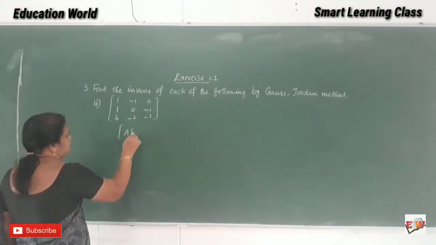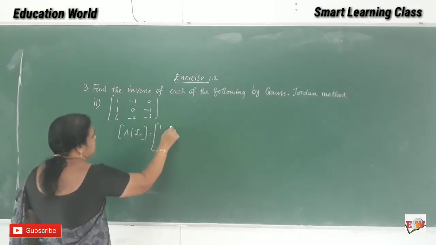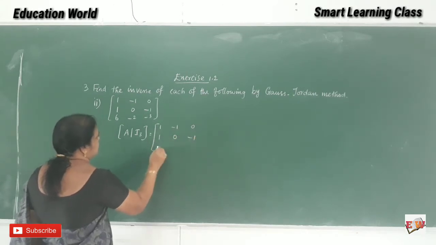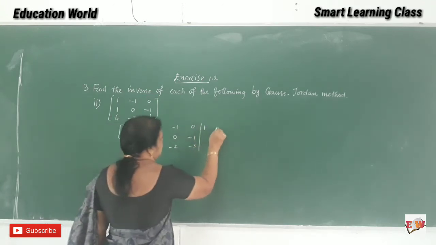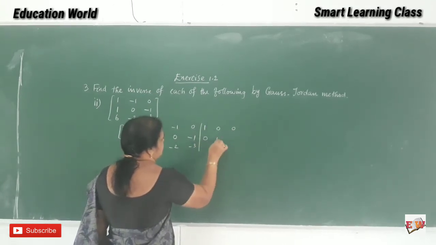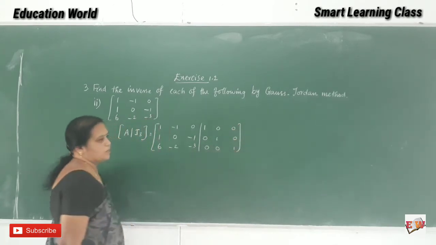Now we see the second division. First I am going to write the augmented matrix. A 3 by 3 matrix they have given: 1 minus 1 0, 1 0 minus 1, 6 minus 2 minus 3, and the identity matrix 1 0 0, 0 1 0, 0 0 1.